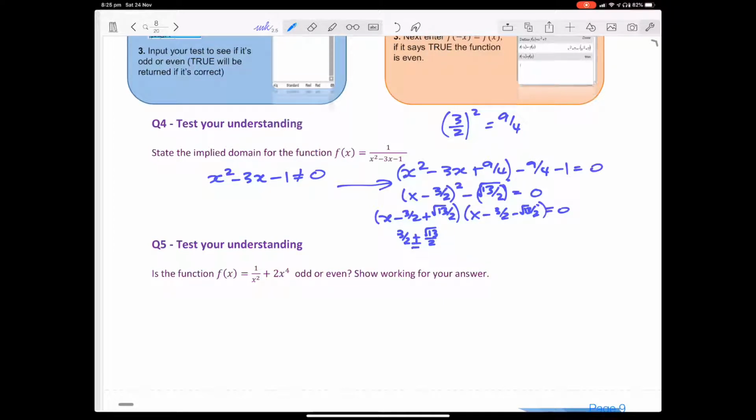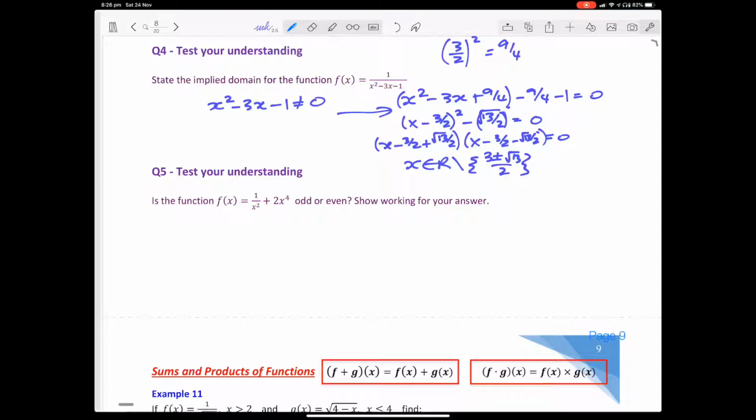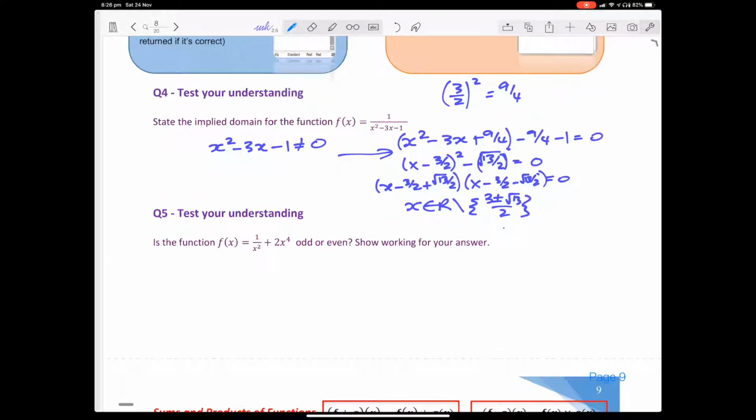So we get x is an element of all reals with the exception of 3 plus or minus root 13 on 2. And that makes sense because there's two values that it can't be. Those two values, when it doesn't perfectly factorize, you complete the square, but they're the values that you can't have. If you sketch that, and we don't have to sketch this in Methods, you'll see that there's an asymptote at both of those values, because that's what makes the bottom equal 0.